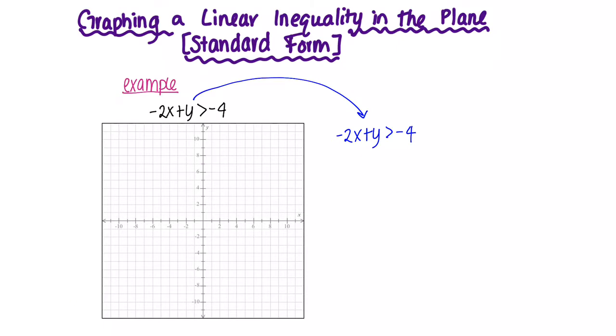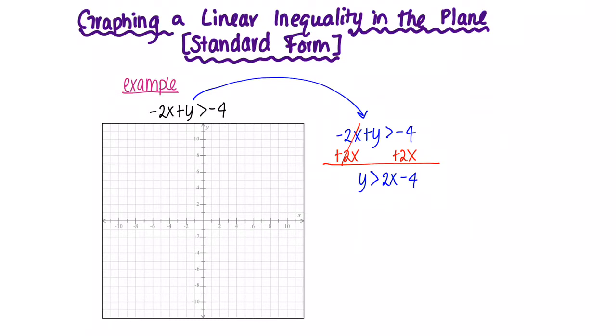I'm going to add 2x to both sides. So those 2x's cancel. I still have a y over here, greater than. I'm going to put the 2x first, minus 4. Now I can't combine the 2x and the 4 because those are not like terms. One has an x, one does not. But now it's in mx plus b form, which is perfect.